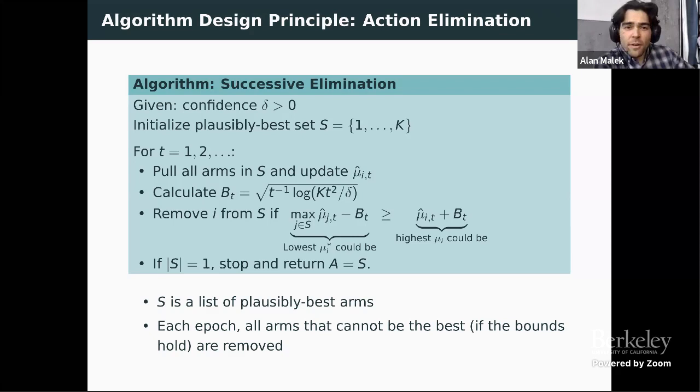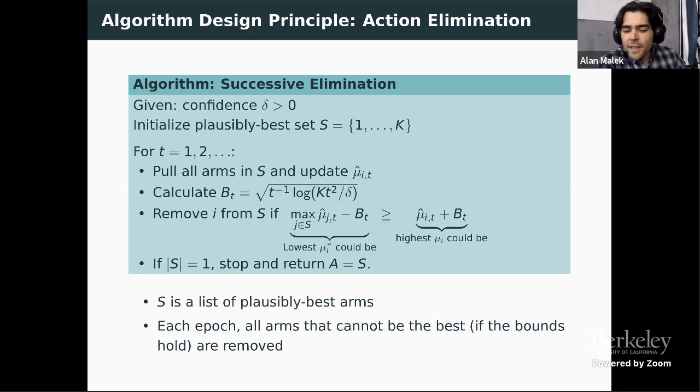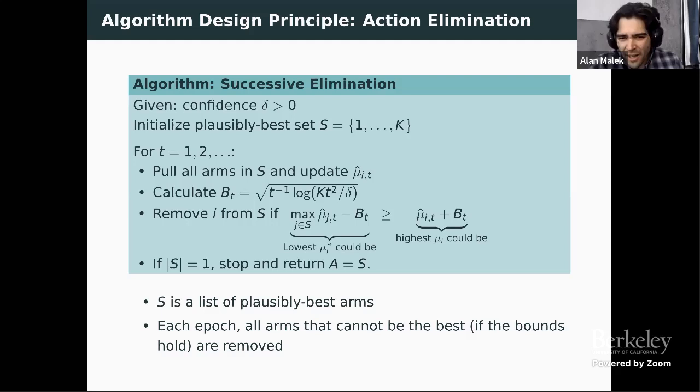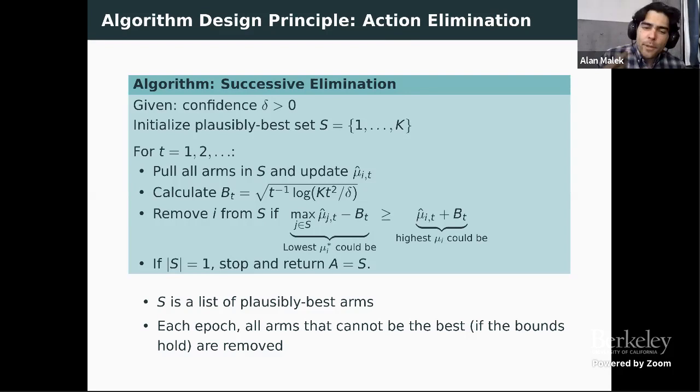The basic idea is that you keep a list of plausibly best arms, and every round you pull all the arms still in your list, and then you see which ones aren't plausibly best anymore, and you throw them away. In this case, you're comparing the maximum empirical mean in your plausible set minus some confidence bound with all the other means plus the confidence bound. Intuitively, this is the lowest that mu star could be, and this is the highest that mu_i could be. If the lowest mu star could be is still higher than the highest mu_i could be, then you're pretty confident that mu_i is not the optimal arm, and you throw it out. You keep on iterating this procedure until you're left with a set of size one, and you return that.